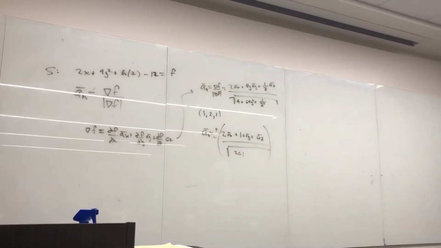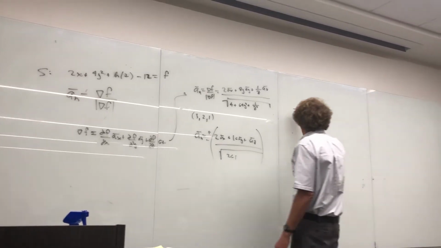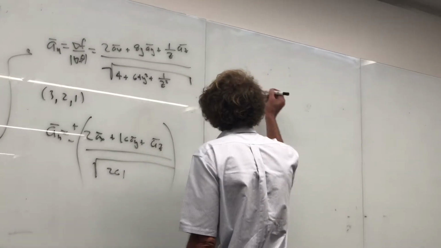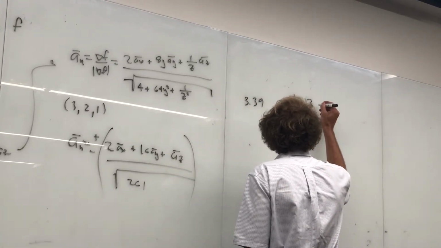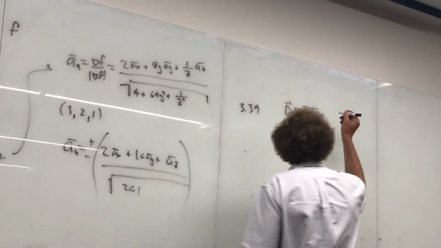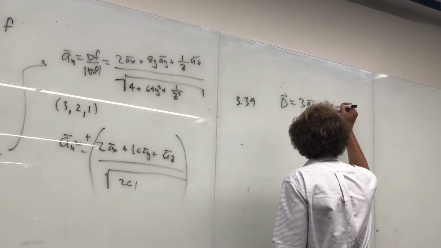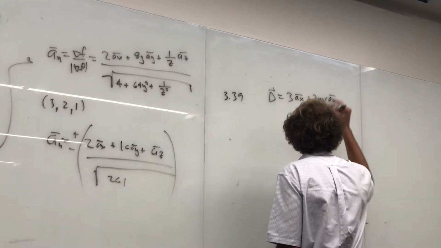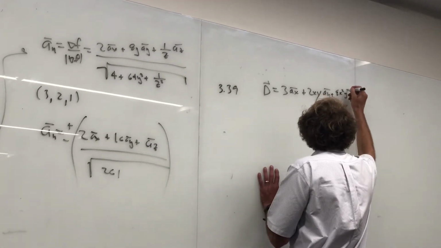Yeah, I think it was 3.39, which says given D equals 3ax plus 2xy ay, go ahead, plus 8x squared y cubed az.